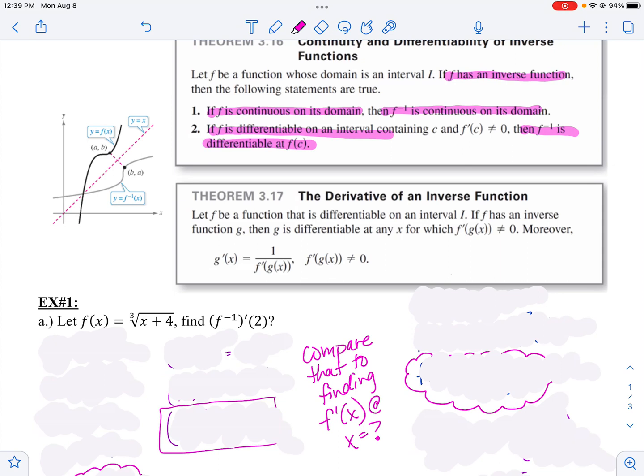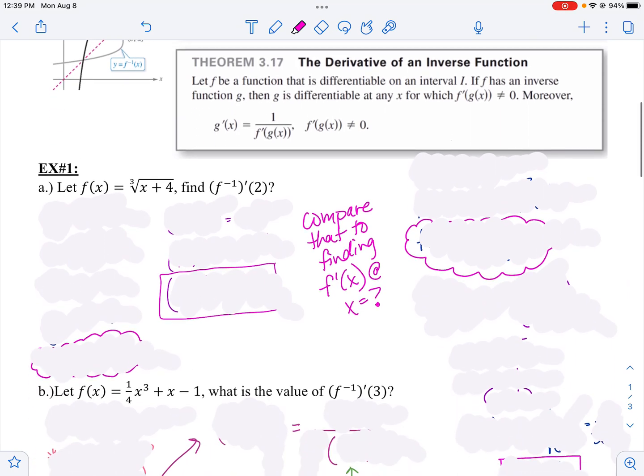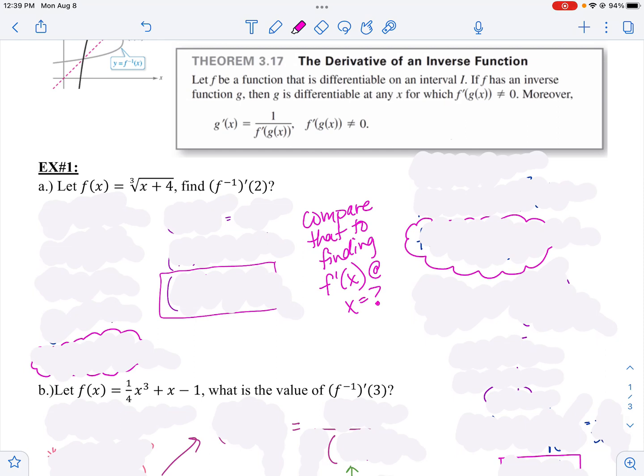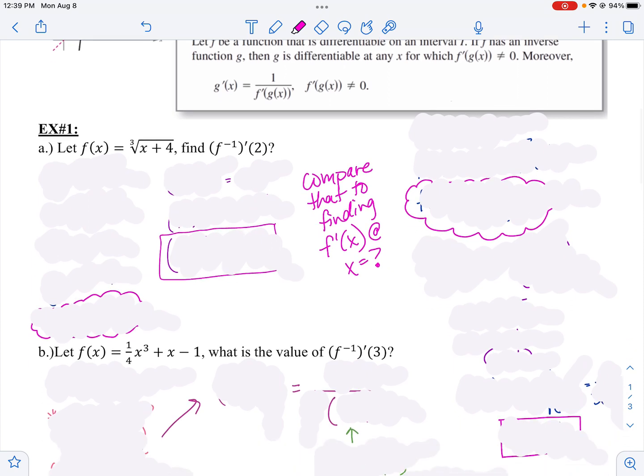Another thing we can say about inverses is there's a little trick, I guess, that's Theorem 3.17, that helps us figure out the value of the derivative of the inverse, with or without the actual inverse function. It's a little bit complicated to read right now, so let me show you a quick example and maybe how we could use this theorem. If you look with me at example number 1, we have a function, f of x equals the cube root of x plus 4. And it's asking us to find not the derivative at 2, but the inverse's derivative at 2. So we want to find the value of the inverse's derivative at x equals 2.